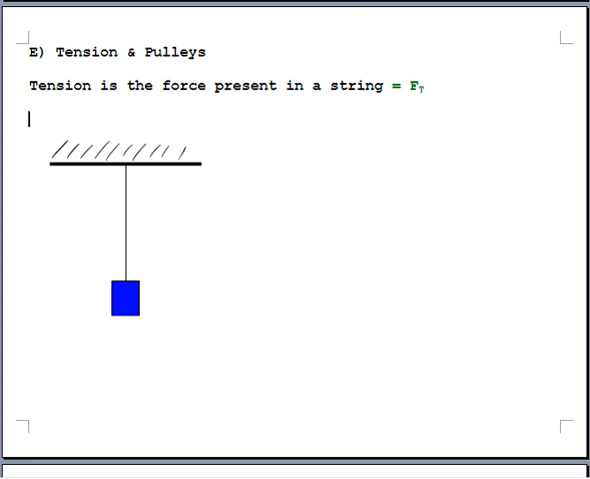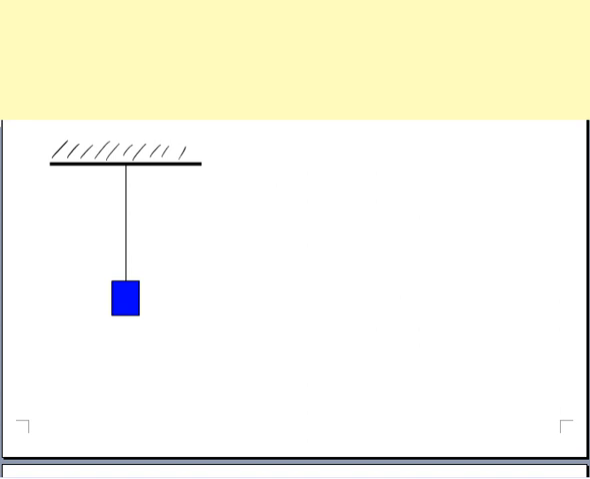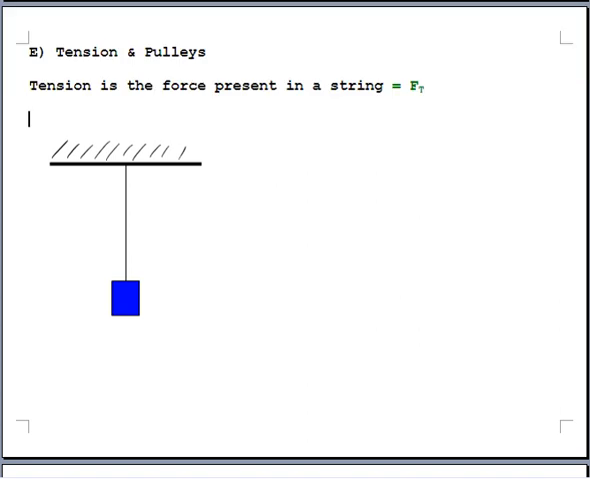Hey folks, welcome back to Chapter 5. We have spent a couple of videos, a couple of days looking at F net equals ma, a very important equation in physics. Today we are going to look at some questions that are still actually F net equals ma, but I think you might like this lesson. It's a little bit more straightforward.